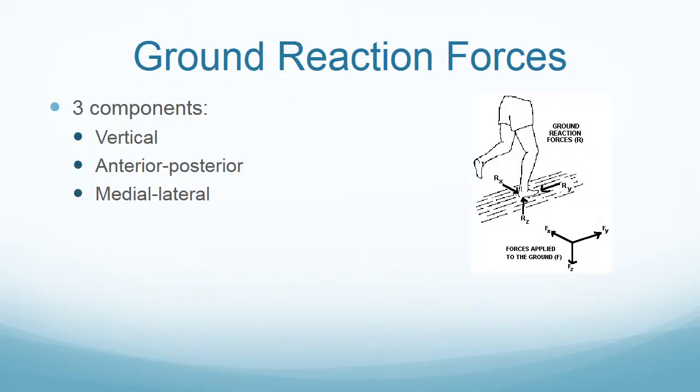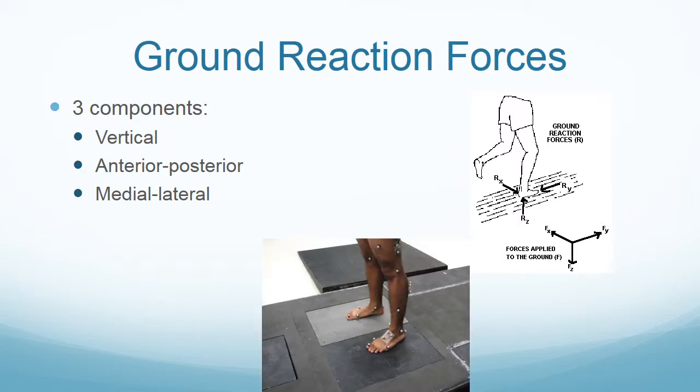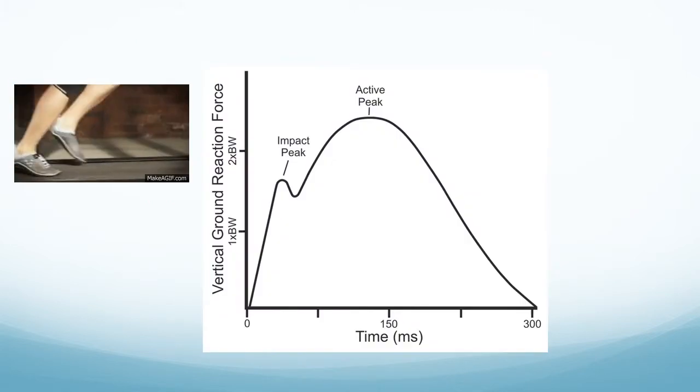Ground reaction forces are the equal and opposite forces exerted on the body during contact with the ground. These forces are typically resolved into 3 components: vertical, anterior-posterior, and medial-lateral. They are best measured using a force plate.